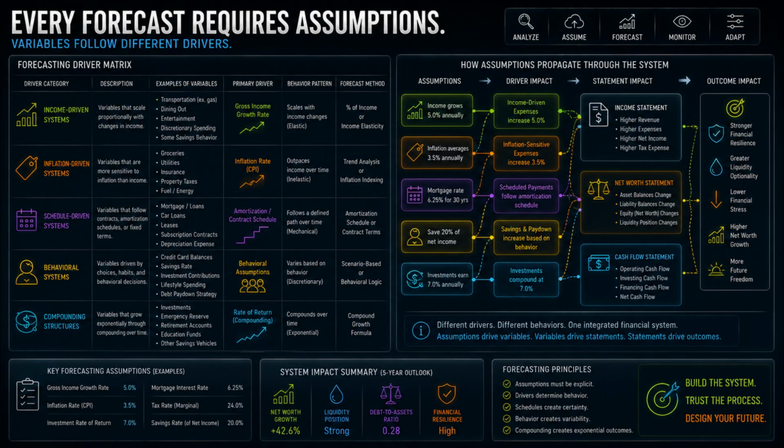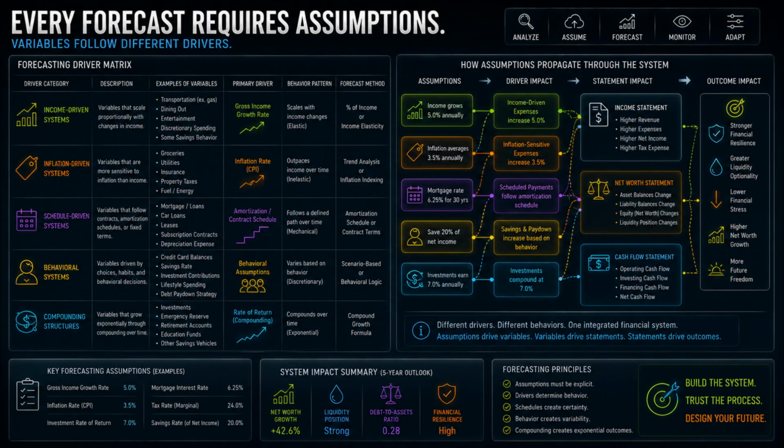Now the system requires explicit forecasting assumptions. For example, we may assume gross income grows 5% annually for the next 5 years. Now the forecasting system identifies which variables are driven by income. Examples include transportation, discretionary spending, dining, and some savings behavior. Other variables are driven primarily by inflation. Examples include groceries, utilities, insurance, property taxes, and fuel.